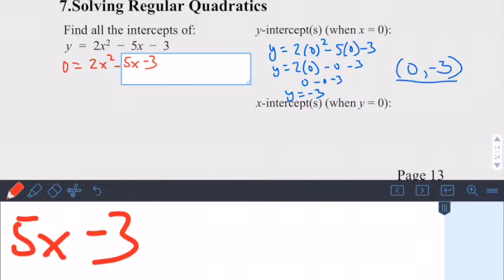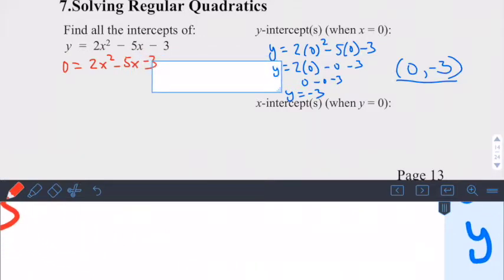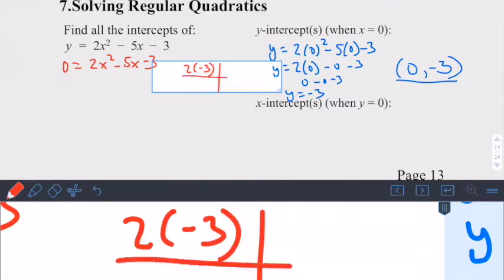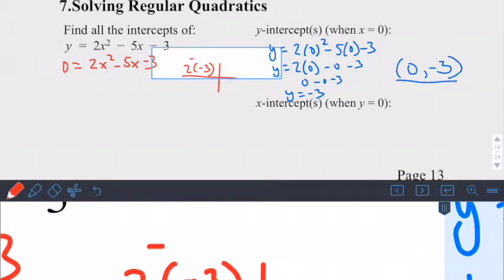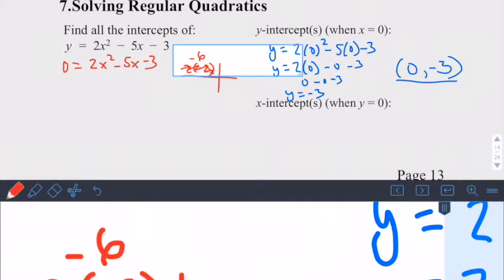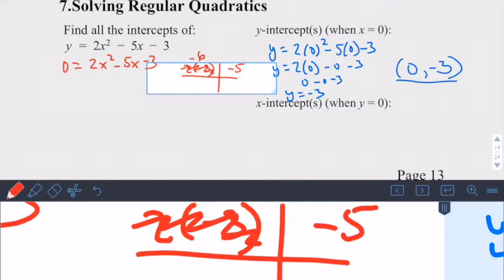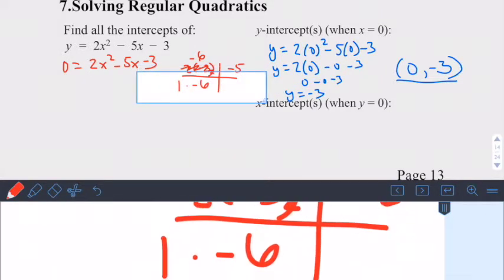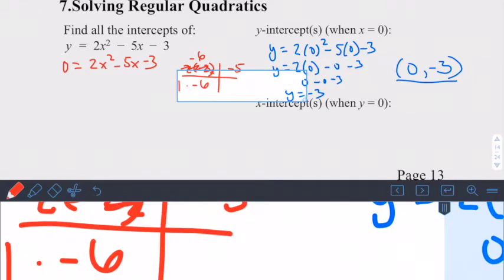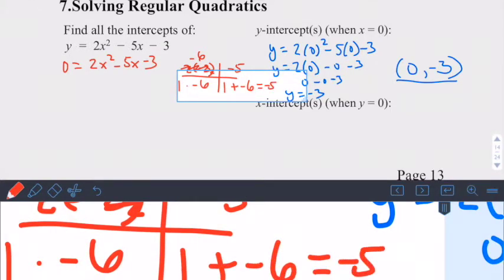So I'm going to use my slide method. I'm going to multiply my a and my c. So 2 times negative 3. I want factors of negative 6 that add up to b, which is negative 5. Well, I could say 1 times negative 6. That multiplies together to give me negative 6. And 1 plus negative 6 gives me negative 5, so that works.